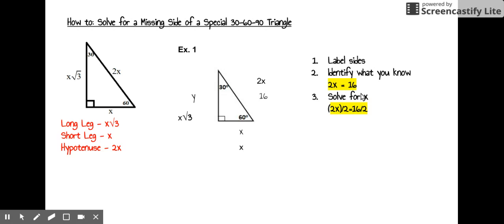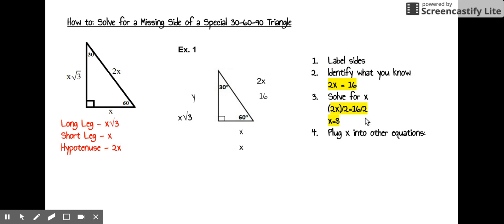And remember, you want to keep both sides equal. If you do one thing to one side, you have to do it to the other side, and you want to isolate the variable on one side. So you have to divide 2x by 2 to get just x equals the value, which gets us x is equal to 8. If you divide 2x by 2, which is equal to 16 divided by 2, x is equal to 8.